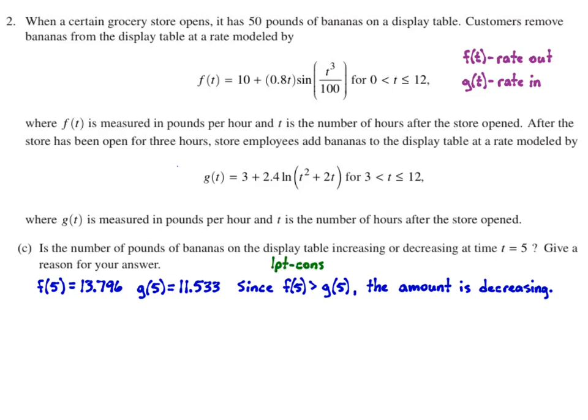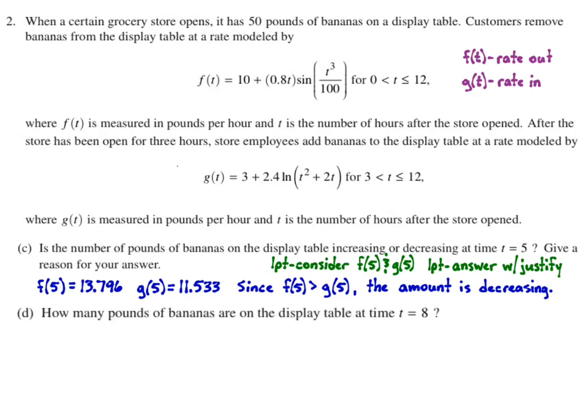You would have gotten 1 point for considering f of 5 and g of 5 at some level. So as long as you got these values, you would have gotten that 1 point. And then 1 point for your answer with correct justification. Again, you could have used this justification, or you could have said, since g of 5 minus f of 5 is less than 0. That would work as well.